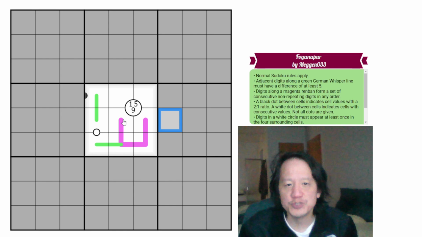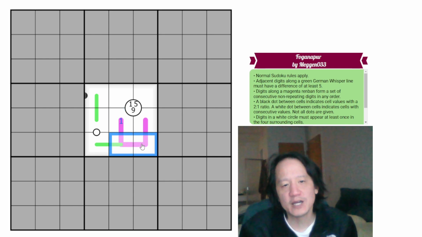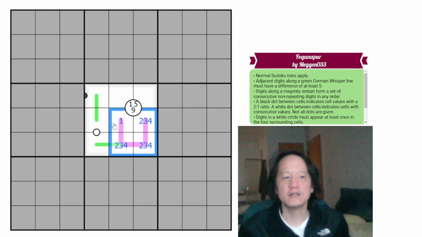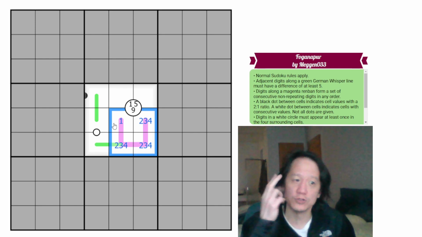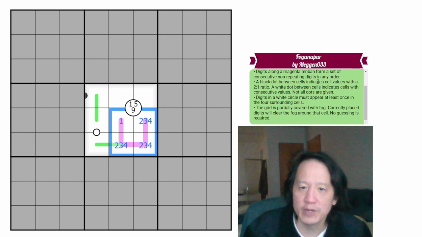Digits along a magenta red band line form a set of consecutive, non-repeating digits in any order. So we know if this were a 1, it would have to contain a 2, 3, and a 4 along the line too, because the only set of consecutive digits that contain a 1 is specifically 1, 2, 3, and 4. And you can't have repeats on the Renban lines. So that is how a Renban line works.